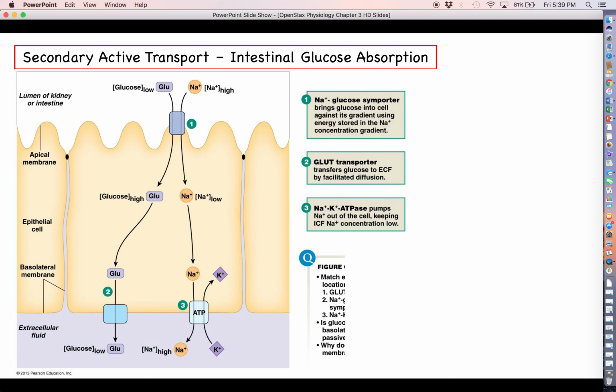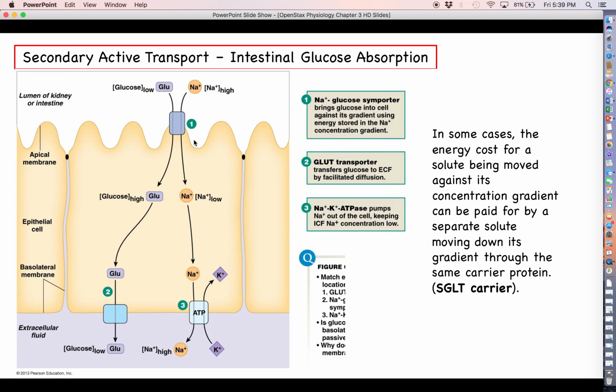So we know already that the extracellular fluid has a lot of sodium and the intracellular fluid does not. So we have this concentration gradient for sodium. We allow sodium to enter the cell so that it may provide the energy we need to get glucose inside the cell. Really is quite ingenious. So at this point, utilizing this secondary active transporter, which is called the SGLT carrier, we can get glucose inside the cell.